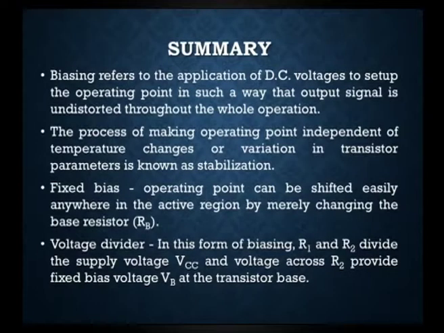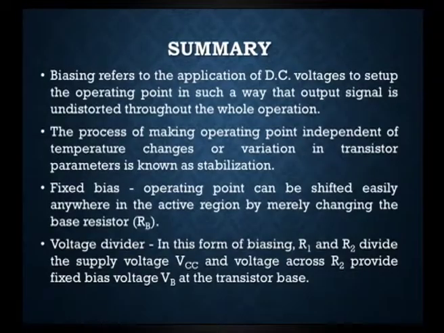Finally, we come to the end of this session. In this session, we concentrated on biasing and stabilization of a transistor, and also studied two different types of biasing scheme used in BJT transistors. Biasing refers to the application of DC voltage to set up the operating point in such a way that the output signal is undistorted throughout the whole operation. So, output should not be distorted when we choose a DC supply voltage for the transistor.